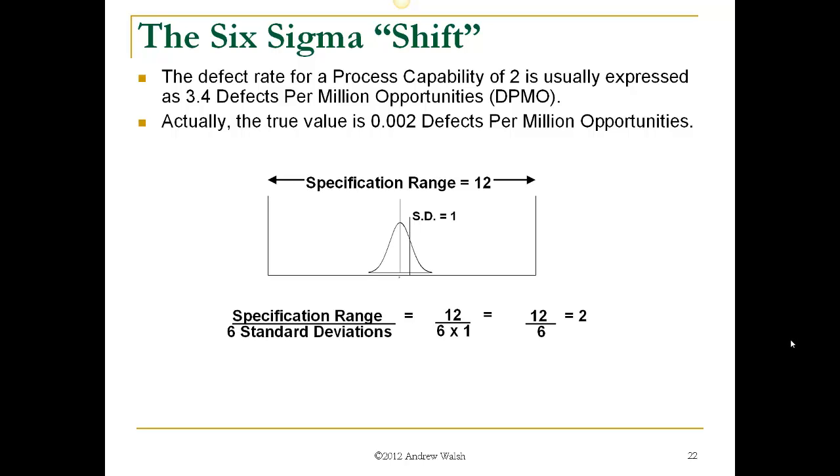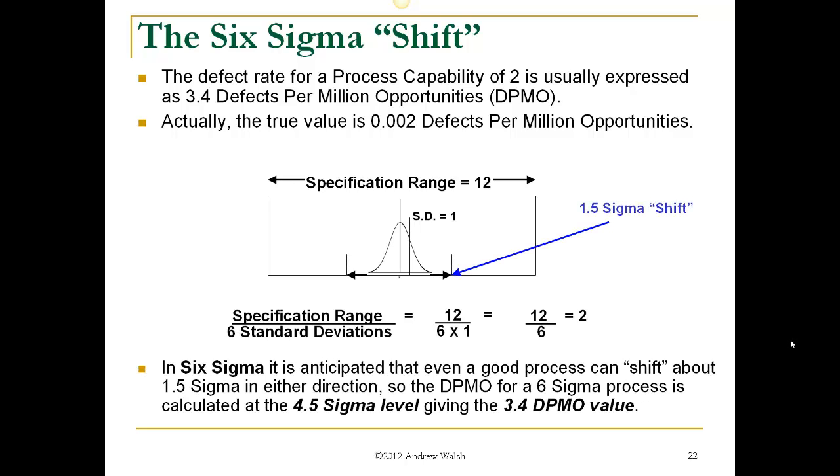Why is that? Well, in Six Sigma, it is anticipated that even a good process can shift about the target 1.5 Sigma in either direction. So the DPMO for a Six Sigma process is just calculated at the 4.5 Sigma level, giving the 3.4 DPMO value. So as you see there, you could go 1.5 Sigma to the right or to the left, so it's recalculated as 4.5.